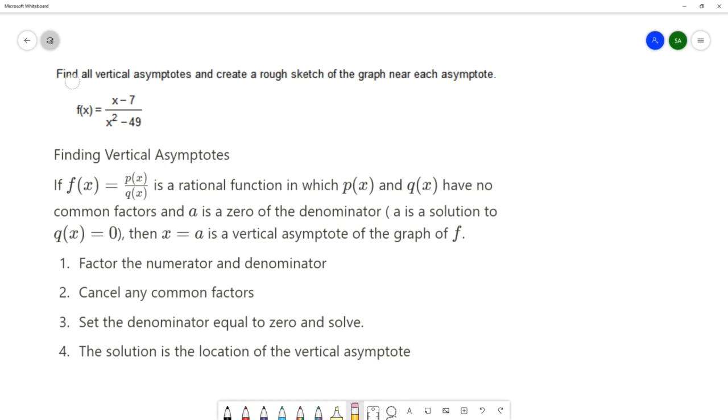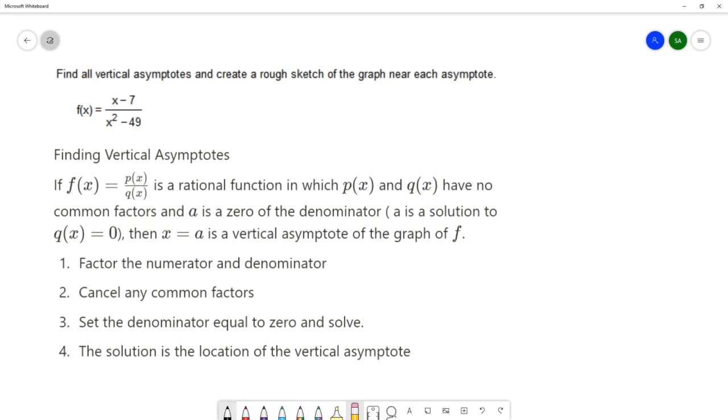We want to find the vertical asymptotes and create a rough sketch of the graph near each asymptote. And we're doing that for the function f of x equals x minus 7 over x squared minus 49. Now, when we're finding vertical asymptotes, we're going to have a rational function, and we need p of x and q of x, which is the numerator and denominator, to have no common factors. And in this example, I can see that it does have common factors.